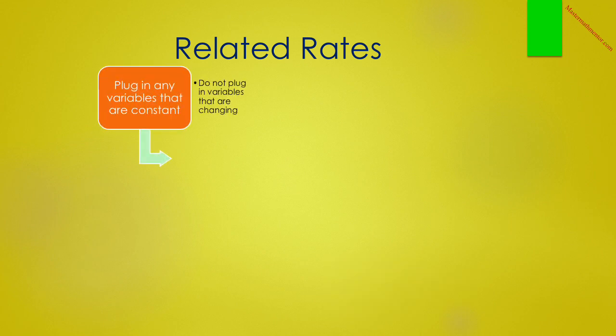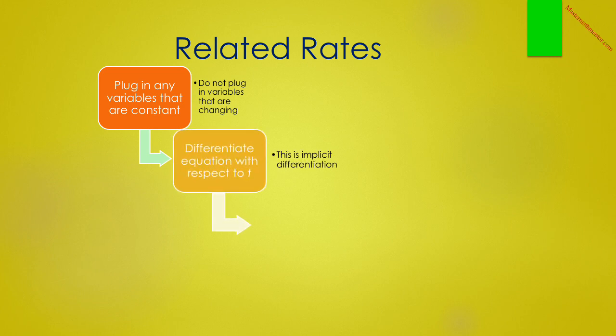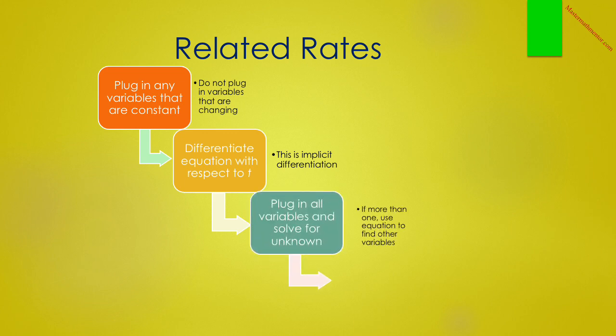Next, look at your variable table and plug into your equation any variables that are constant. Do not plug in variables that are changing at this time. Now perform implicit differentiation to both sides of your equation with respect to t. Now plug in all variables from your table and solve for the unknown.